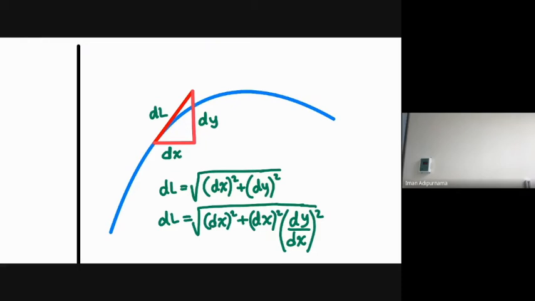So all the tangent lines will be added from A to B, for example, and then that's the arc length. Okay, any questions? No? Maybe I can give you some examples from all of chapters 5, 6, 7.